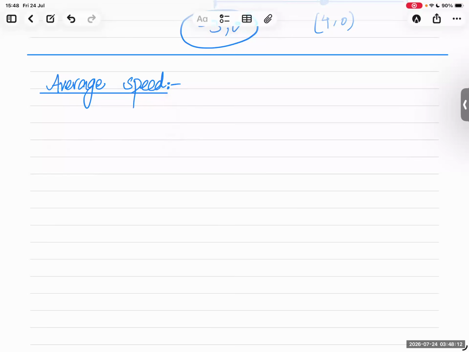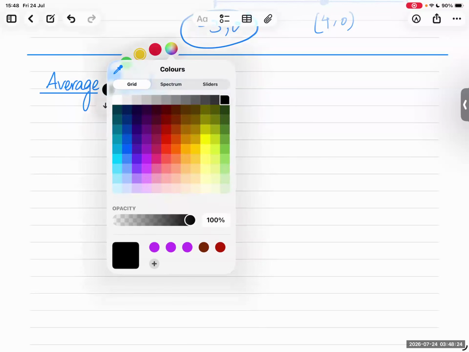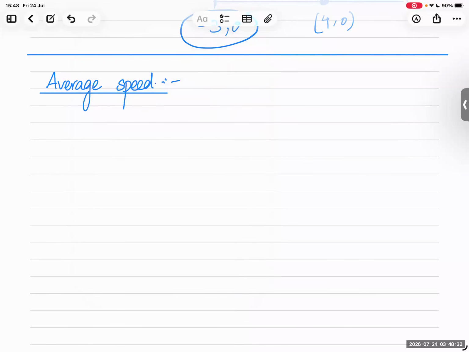When we talk about average speed, could you explain a bit what you understand by the word average speed, please? Velocity. No, wait. I know there's a formula. I'm asking about that formula.